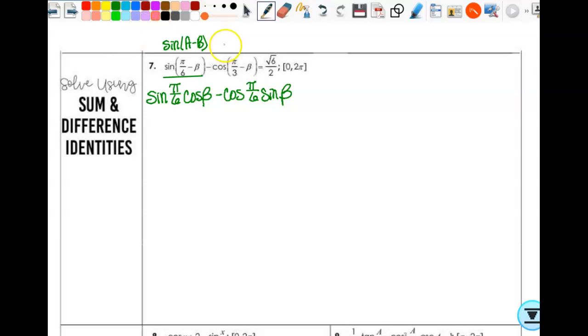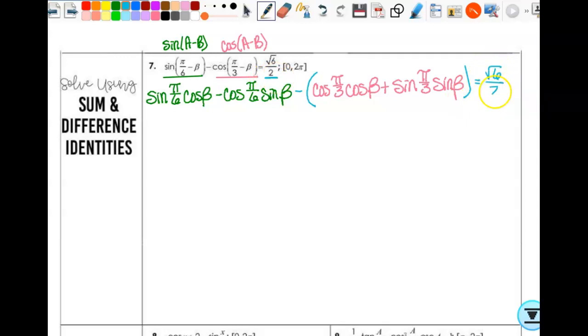Then this will be cosine of A minus B. That's what this part's going to be. But I have a minus in front of it, so I'm going to have minus, and I'm going to open my parentheses, because it's going to be more than one term. And then the A minus B, that makes it cosine A times cosine B. So I'd have cosine of pi thirds times cosine of beta plus sine of pi thirds sine beta. Close my parentheses and then finish that off. That equals square root of 6 over 2.